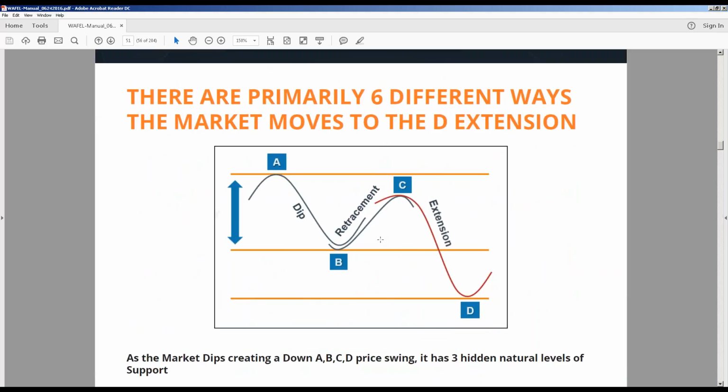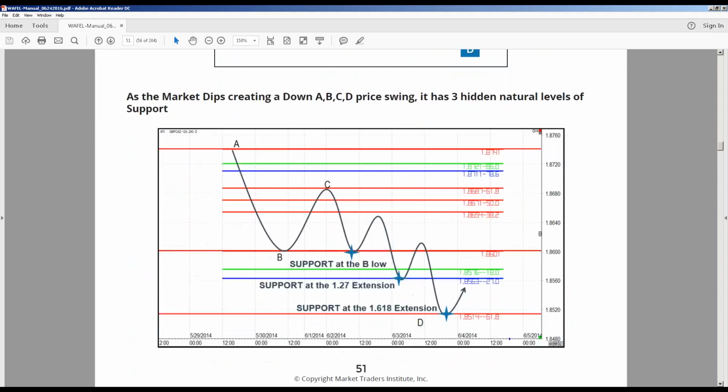Right, now there are primarily 6 different ways the market moves to the D extension. As the market dips, creating a down ABCD price swing, it has 3 different natural levels of support. First support will be the B low. Next support will be the 127 extension. And then the next support will be the 1.618.